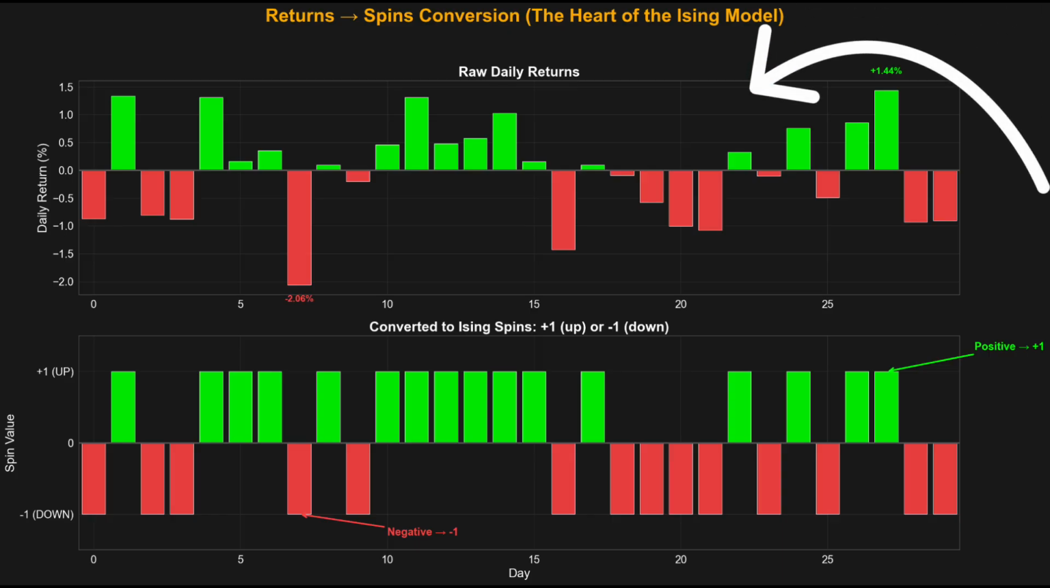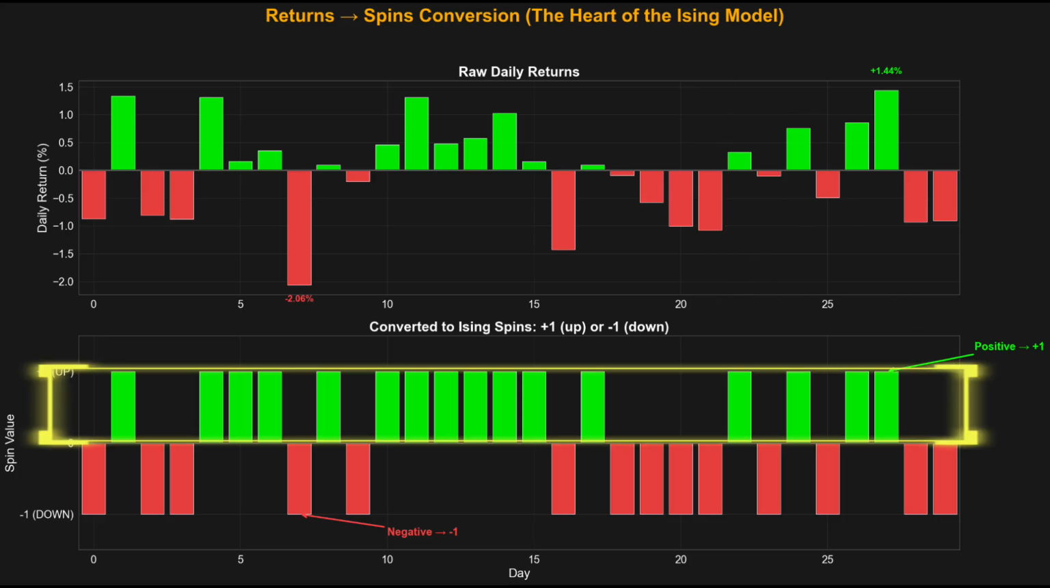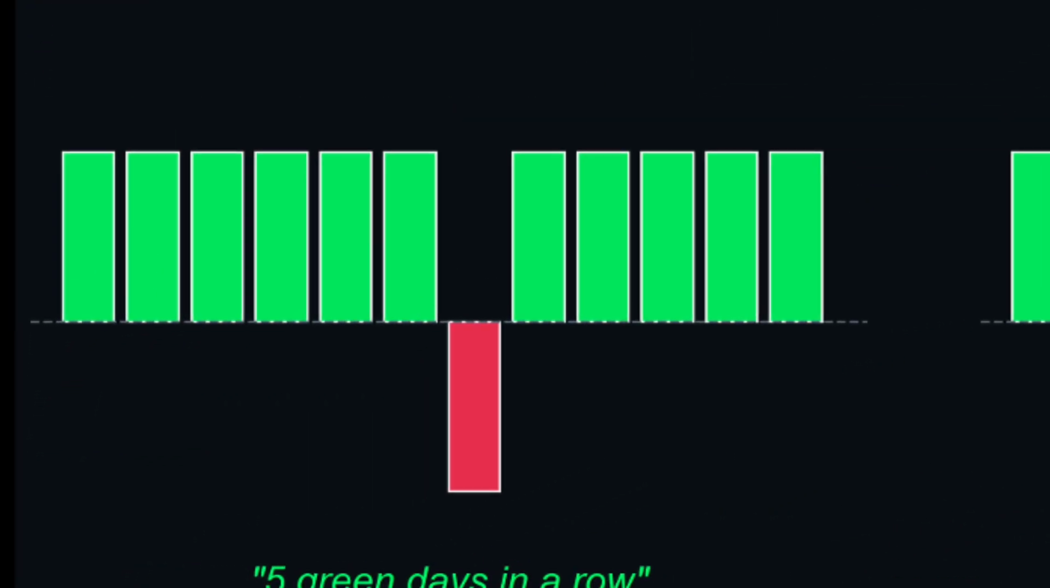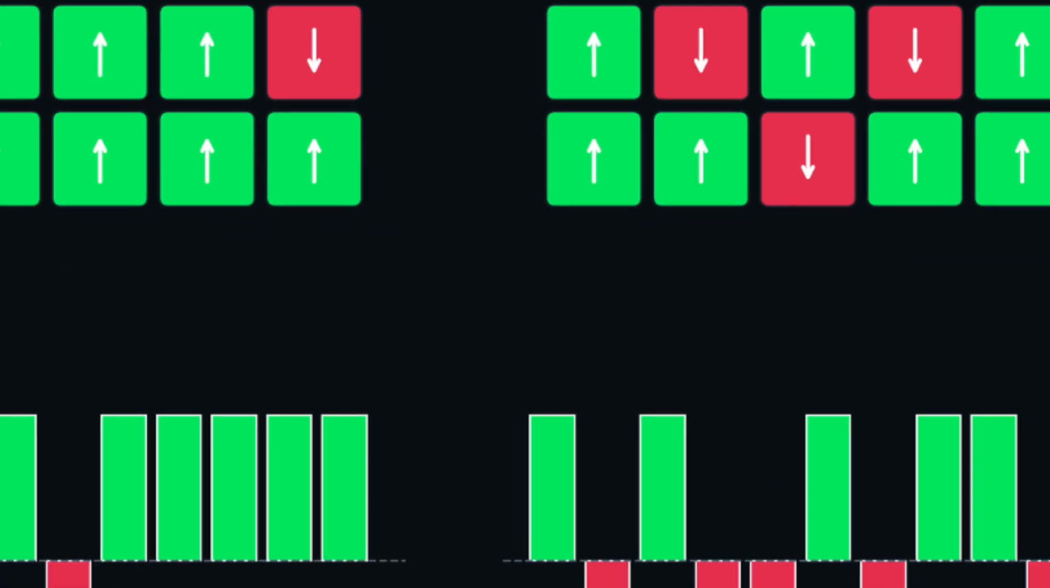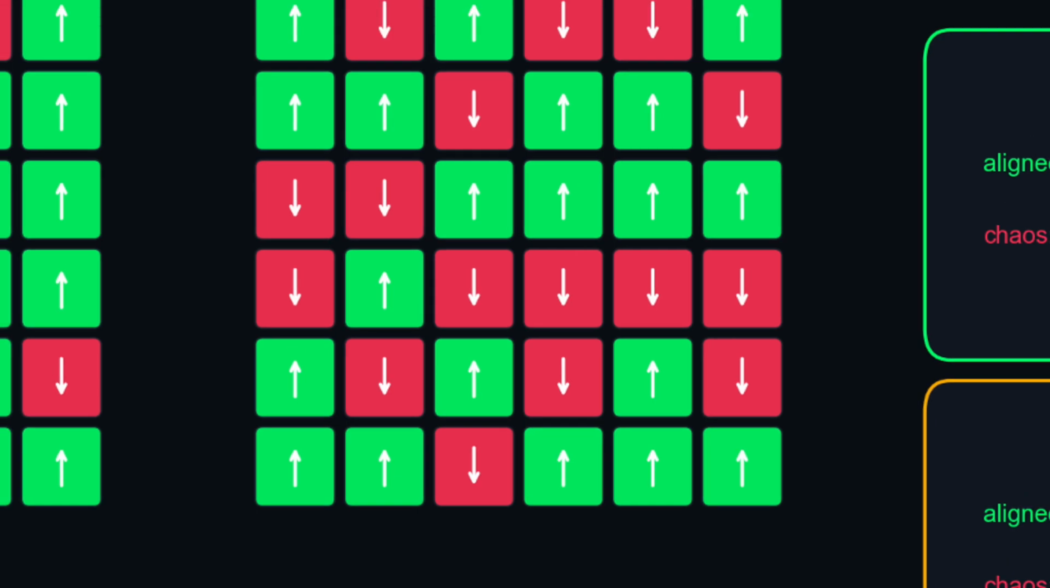Top is normal returns. Bottom is spins. Green is a +1. Red is a -1. That's it. If we get 5 green days in a row, that's alignment. If it's a random chop, that's chaos.